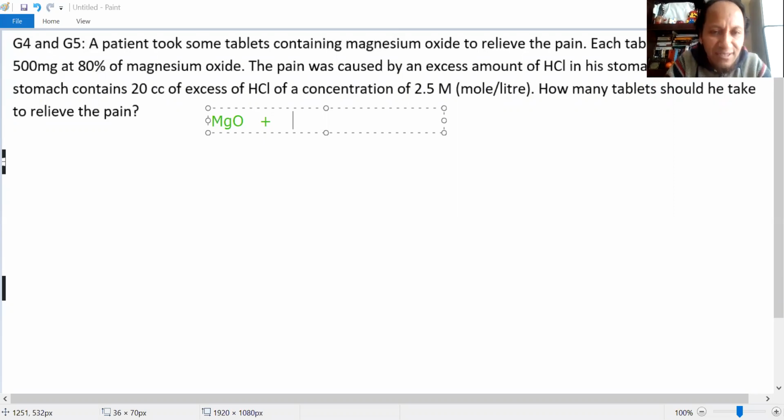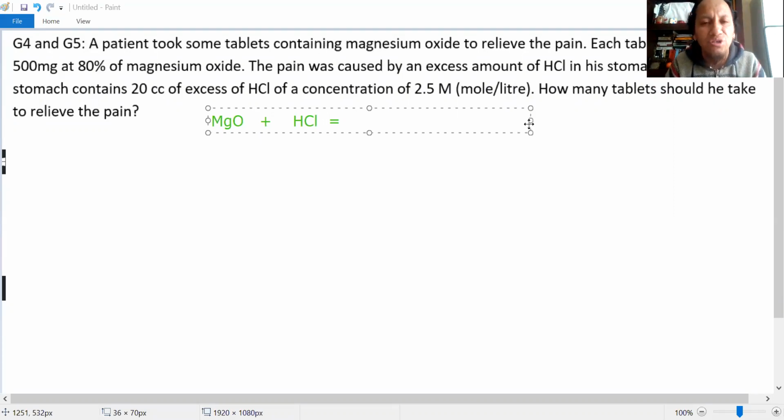Then definitely the magnesium oxide is for relieving the pain. That definitely is going to react with HCl. And since you're really good at this, you perform the reaction, because you're going to create a halogen salt. Then what you're going to make is MgCl2, right? And that plus, definitely, H2O. If you balance this reaction, you're going to find something pretty easy to do.